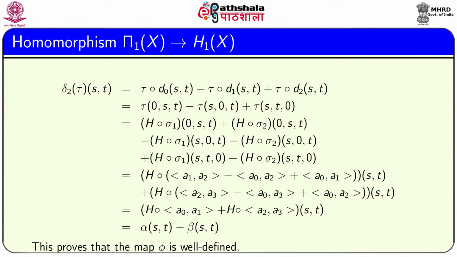But cancelling the similar terms, then we have H composed A0A1 plus H composed A2A3 at (s,t), and that is equal to alpha(s,t) minus beta(s,t). And this proves that the function which we have defined here is well defined.